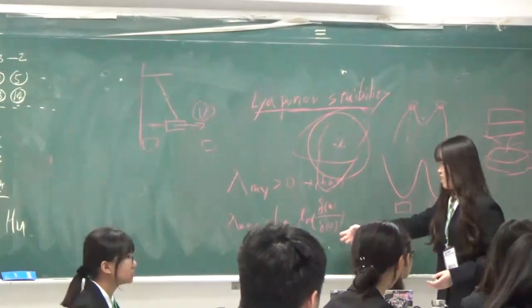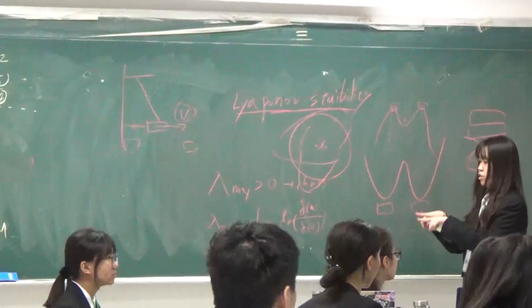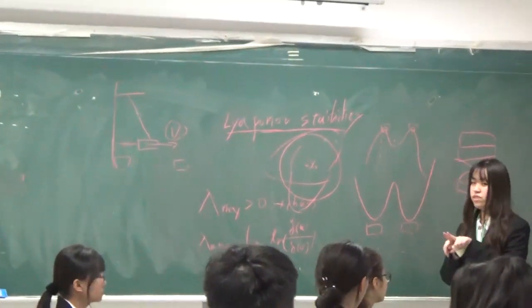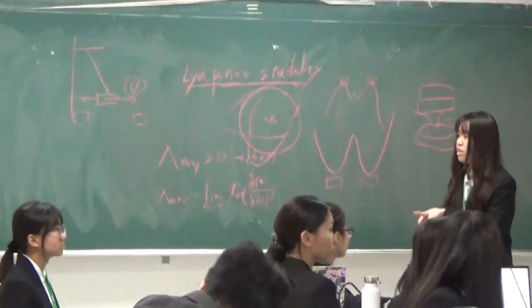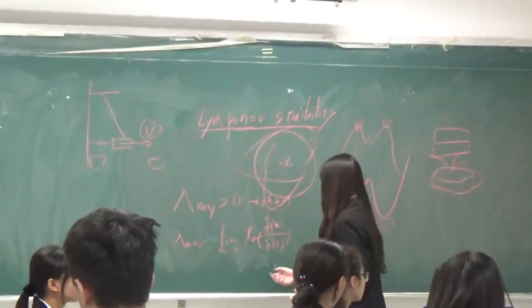So I think this equation is used when two trajectories are really close to each other in the initial condition, then they will bifurcate over time. So I think in that way we can use this.